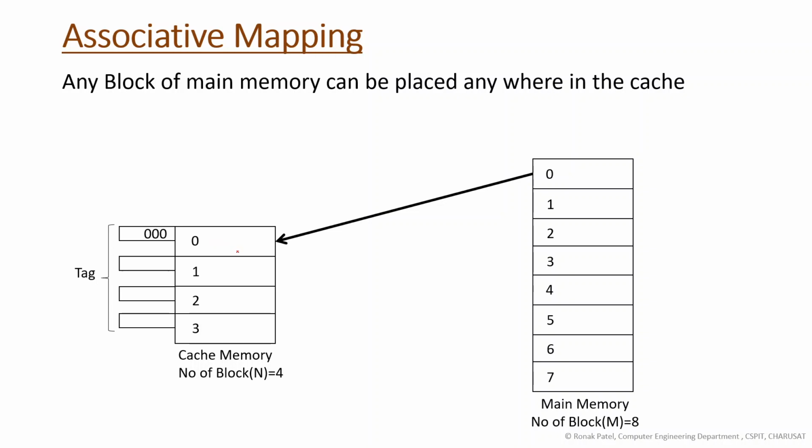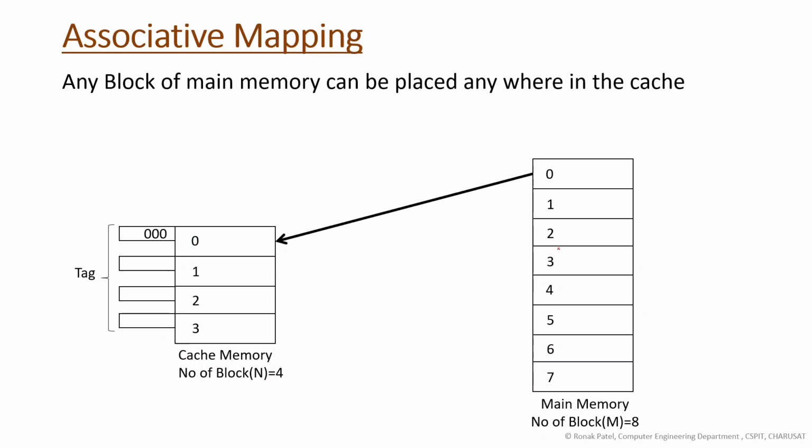But in this case, the main memory block can be placed anywhere. So the tag indicates whether the block that I want is present or not, so I need to check each and every tag for it. So that's why block 0 is placed here. The tag 000 indicates which main memory block is present.